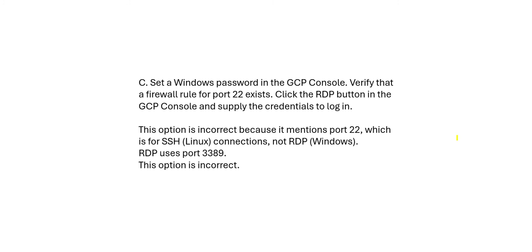Option C says we will set the Windows password in the GCP console, then verify the firewall rule at this port. But this port is wrong, because this port is used by Linux. For Windows, you have to use 3389. So the port is wrong. You got the wrong number. That number is her dad's. You called her dad, and now you are screwed. So this is wrong.